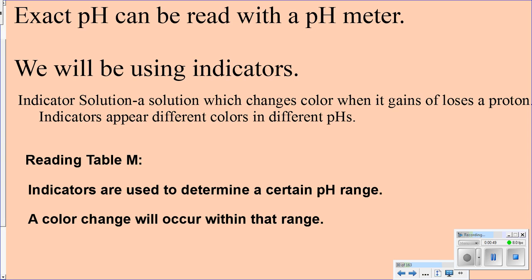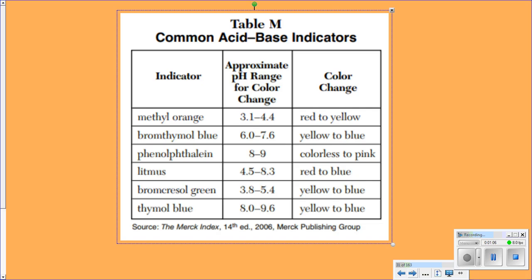Table M contains our indicators, and so you're going to want to flip to Table M right now. Reference Table M shows you what color change you will have during particular pH ranges for specific indicators. This table can be a little bit confusing to students because of this pH change range.